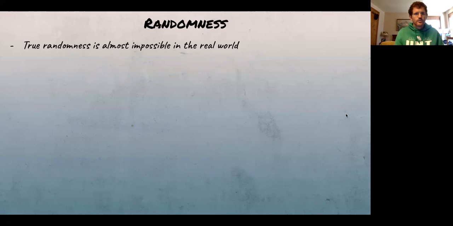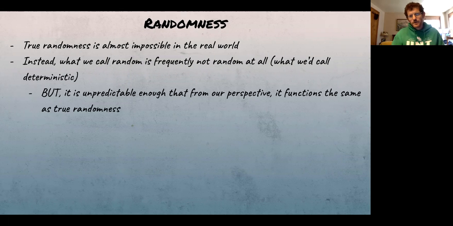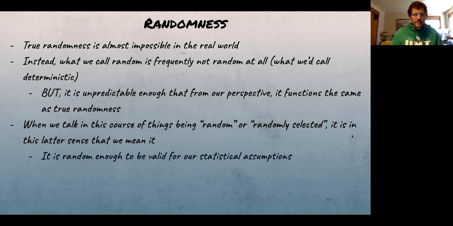Okay. True randomness is almost impossible in the real world. Again, this is part of this aside that doesn't matter in the long run, but it's interesting to know. What we frequently call random is not random at all. It's what we might call deterministic. It's unpredictable enough that from our perspective, it functions the same as true randomness. So what we're going to do for randomness in our class is not truly random, but it works. Of course we're going to talk about randomly selecting people for a study, but it's not true randomness, but that doesn't matter. It's random enough to be valid for our statistical assumptions.